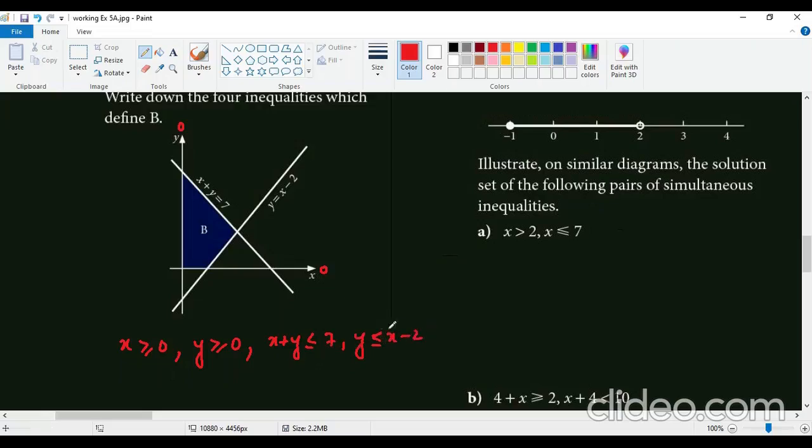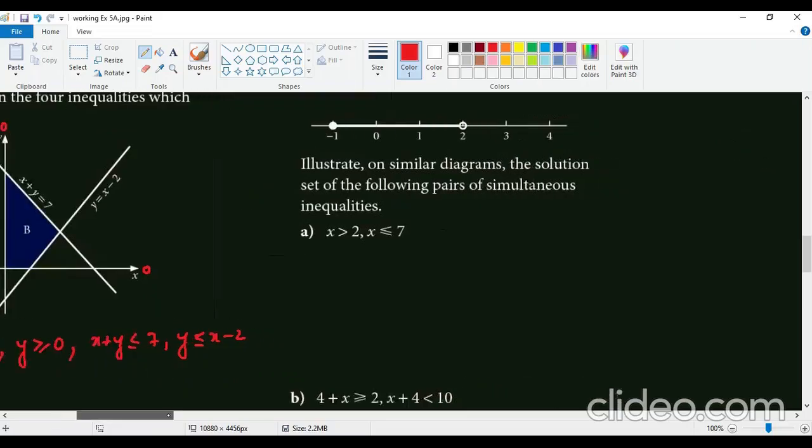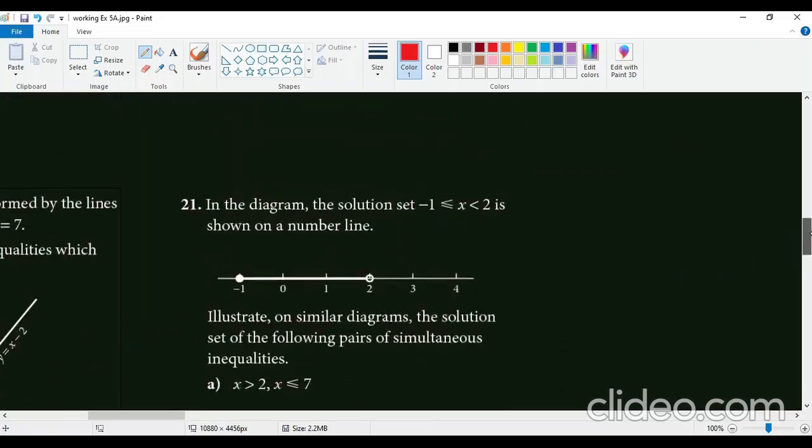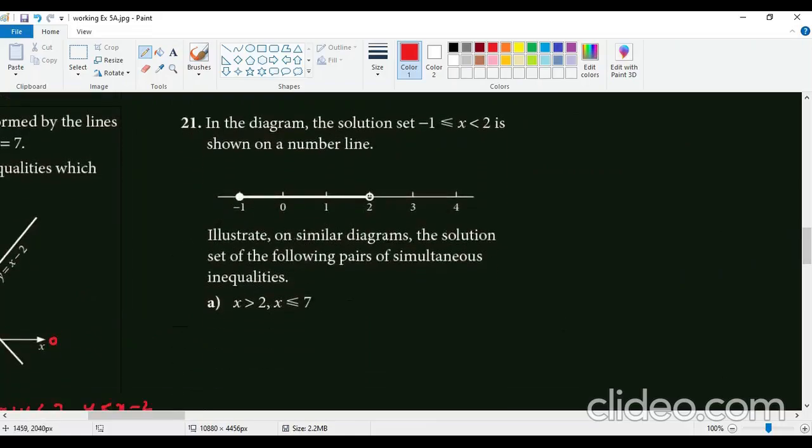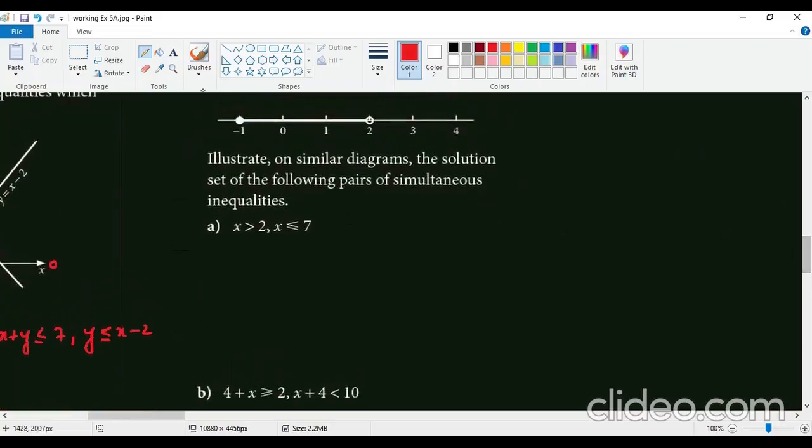Okay, now comes a tricky question, which is question number 21. In the diagram, the solution set minus 1, x less than 2 is shown on the number line. Illustrate in a similar diagram the solution set of the following pairs of simultaneous inequalities. Now, in here, we need to have a straight line first of all, and for the values which are greater than 2, that means it is going to be two different things.